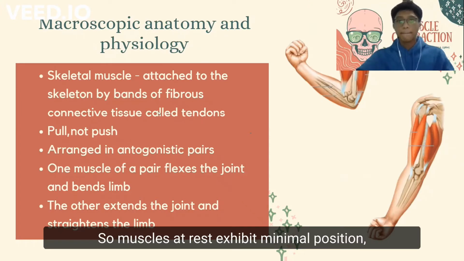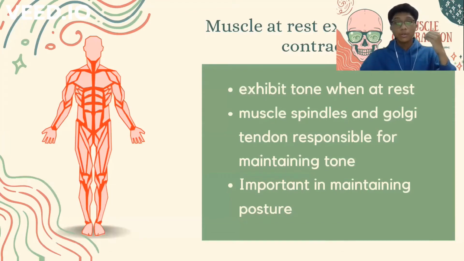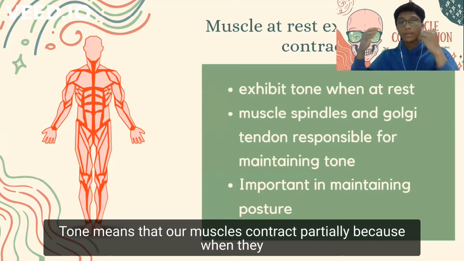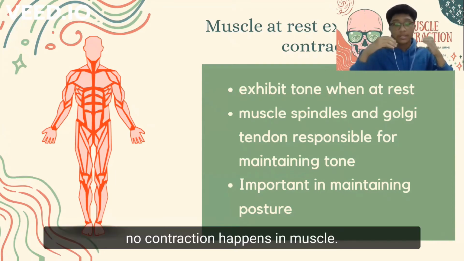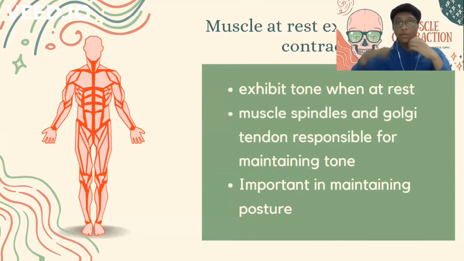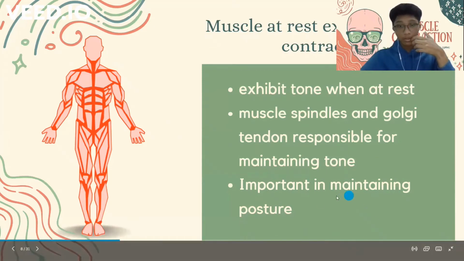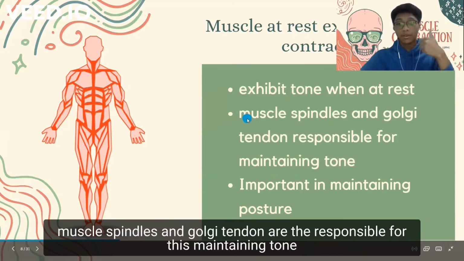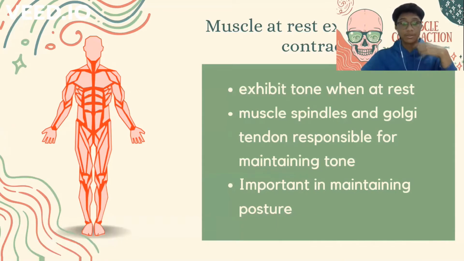Muscles at rest exhibit minimal contraction, which is called tone. Tone means that our muscles contract partially, alright? Because when they are completely relaxed, we cannot stand at all, as no contraction happens in the muscle. So we need tone to maintain our posture. Muscle spindles and Golgi tendon organs are responsible for maintaining tone.